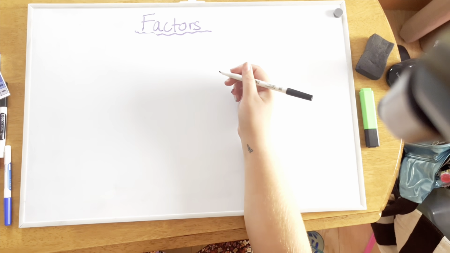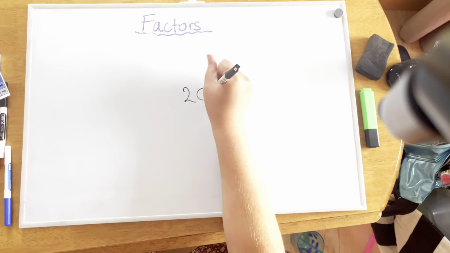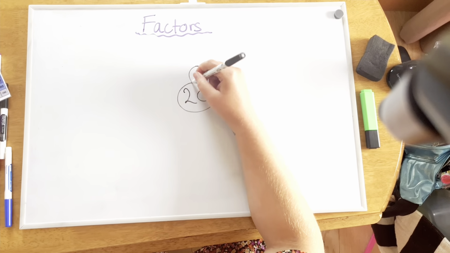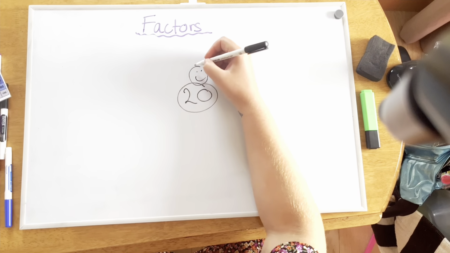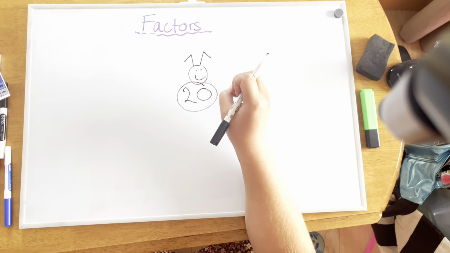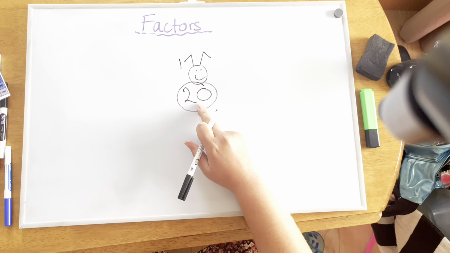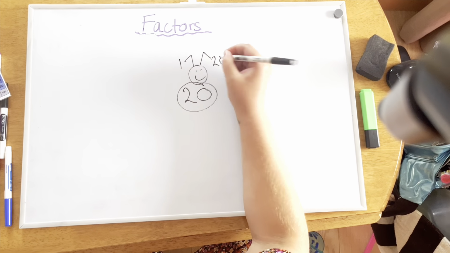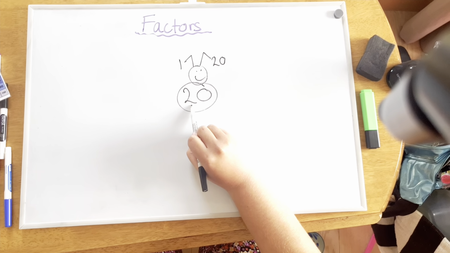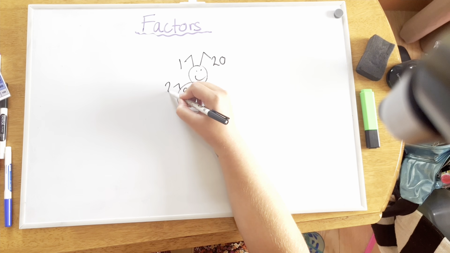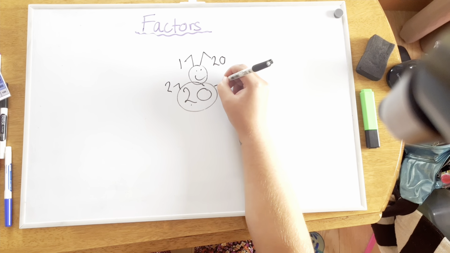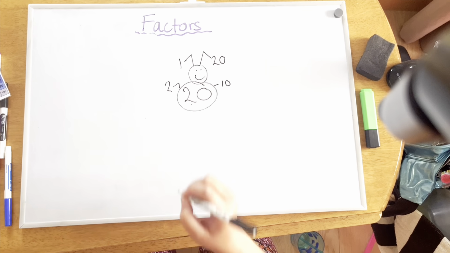Let's try another example. Let's try 20. So we'll put 20 in our factor bug's belly, then we'll draw his face, give him a smile, and we'll do his antennas. Now his antennas are the same every single time: 1 and whatever number we're looking at. So 1 and 20. Then we work down. So we'll go to 2, and because it's an even number, we know that 2 times something will make 20. 2 times 10 makes 20.